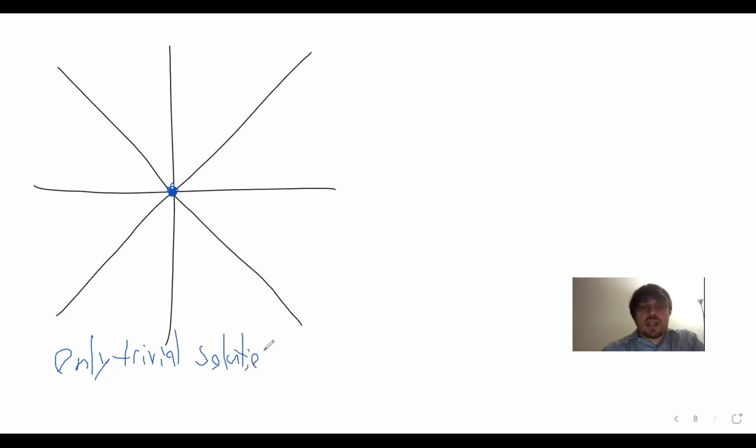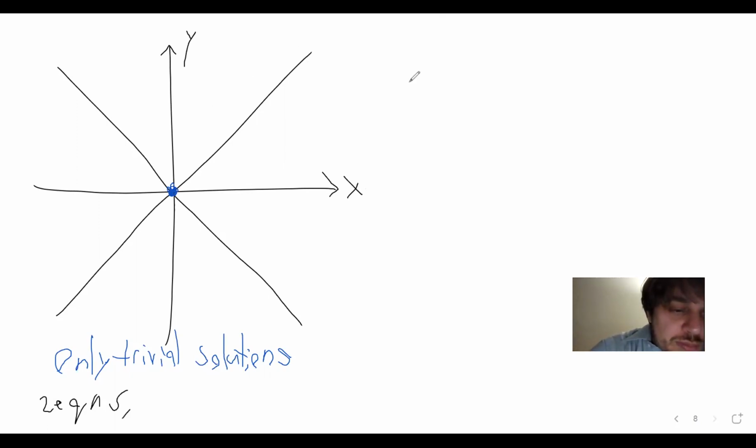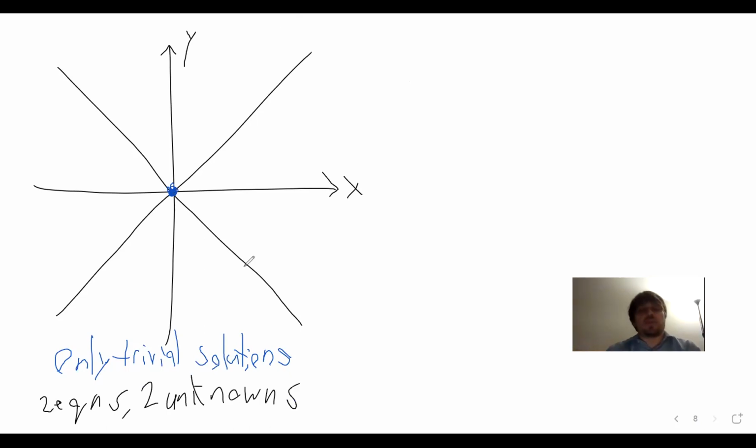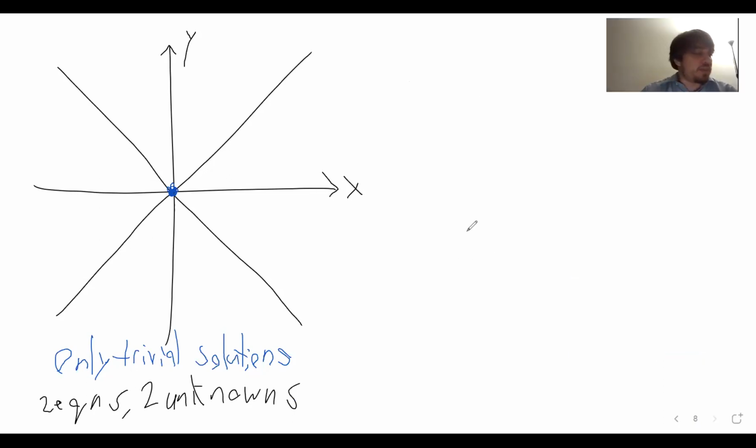And so this would be only the trivial solution. If you had a linear system with only 2 equations and 2 unknowns, and there is exactly one solution, only the trivial solution, geometrically you have 2 lines that intersect at the origin in XY space. So the intersection point is exactly one point at the origin, corresponding to the trivial solution.